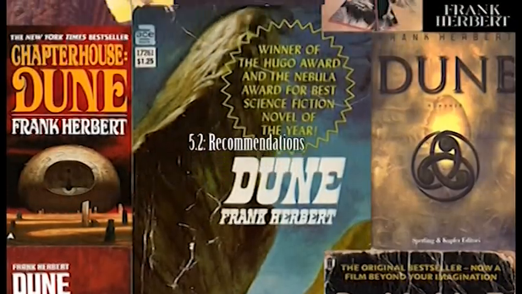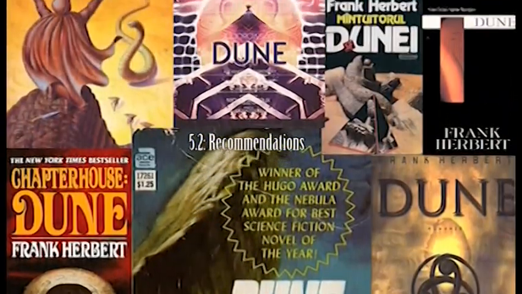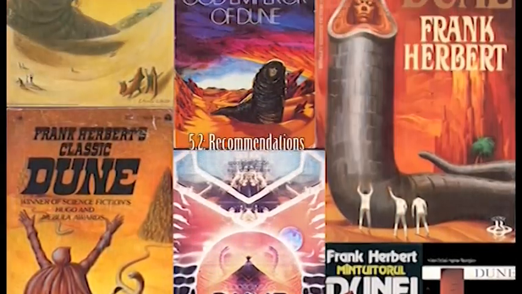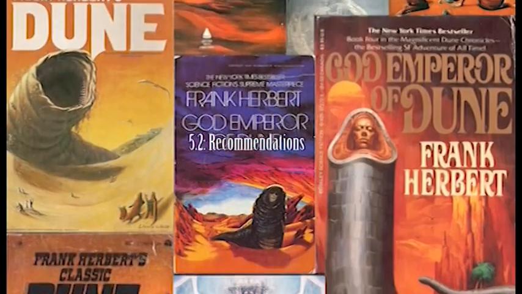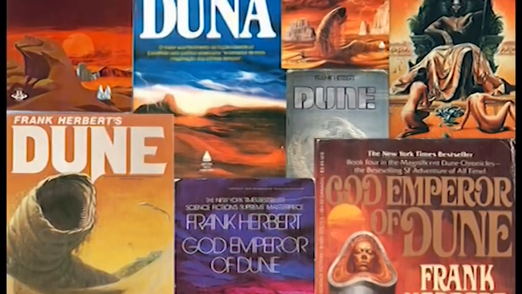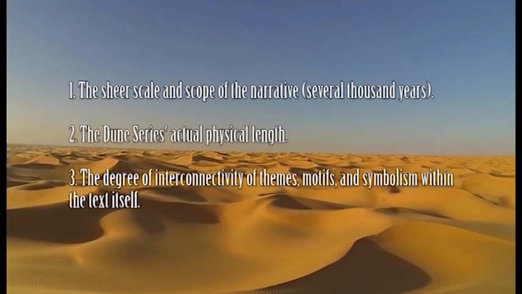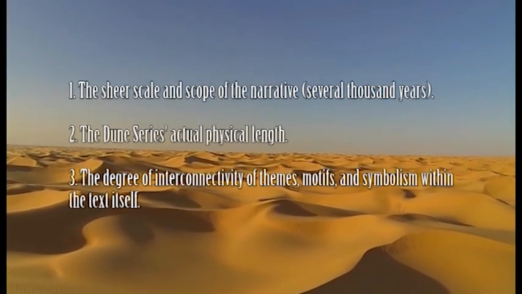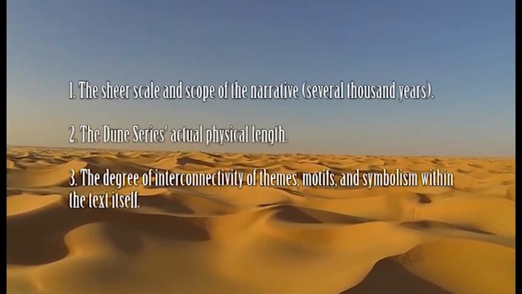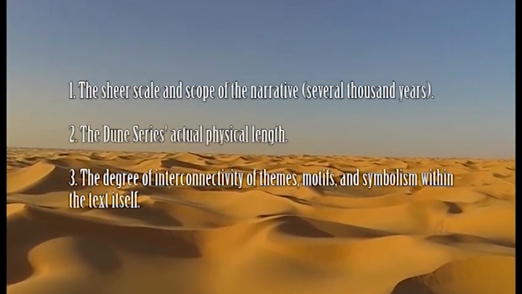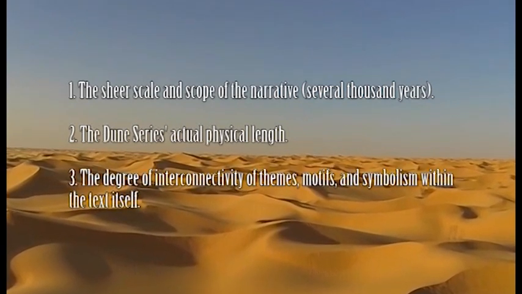I believe that it is fair to suggest the reasons Frank Herbert's Dune series fails to come under a greater deal of academic scrutiny are due entirely to a small number of factors. These are: 1. The sheer scale and scope of the narrative. 2. The Dune series' actual physical length. 3. The degree of interconnectivity of themes, motifs, and symbolism within the text itself.